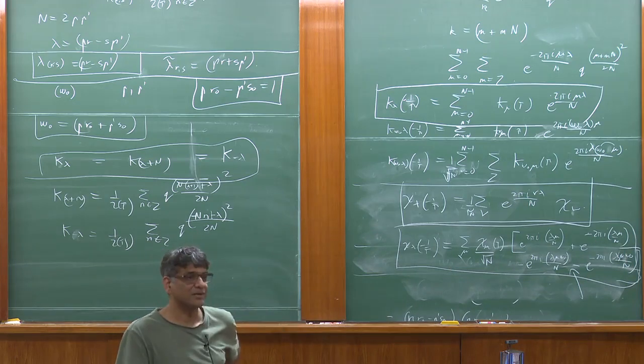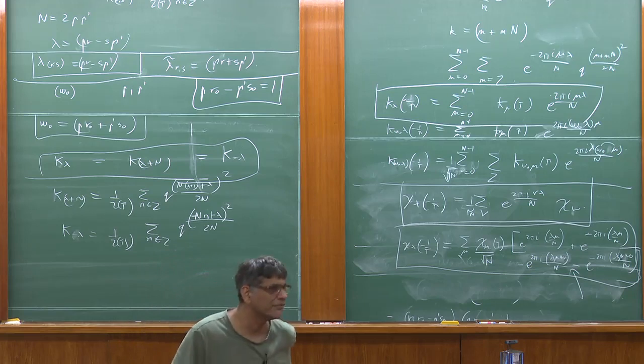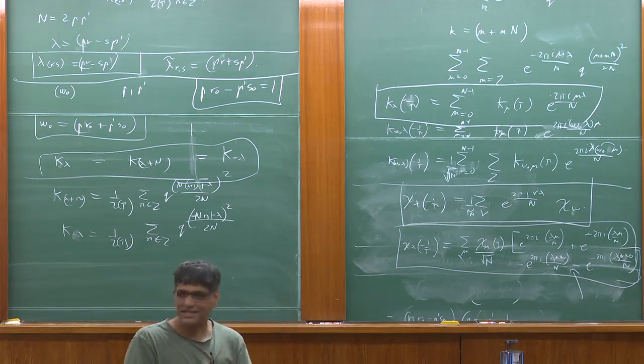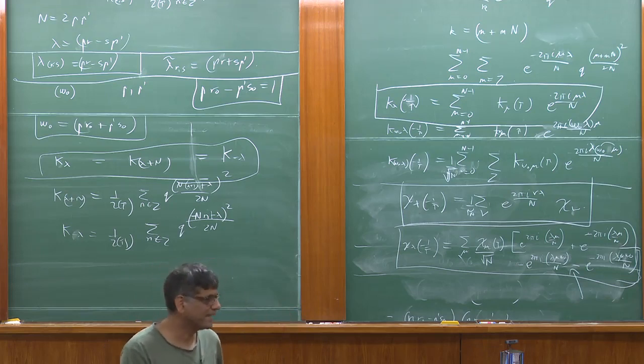Now, in the last class, I told you that to be completely sure that all our constraints are being obeyed, we need to check modular invariance of one-point functions on tori. This I'm not going to do in class, but it has been done.